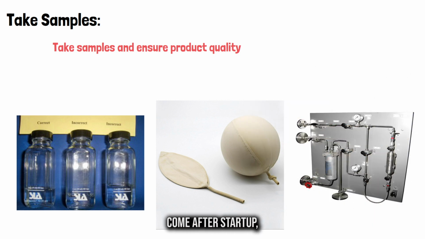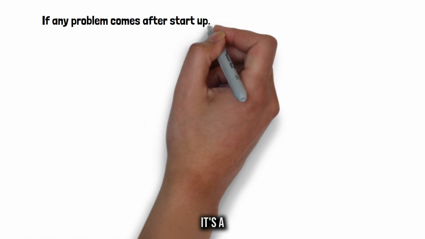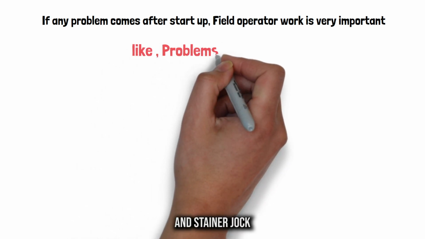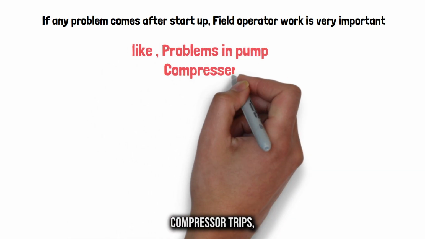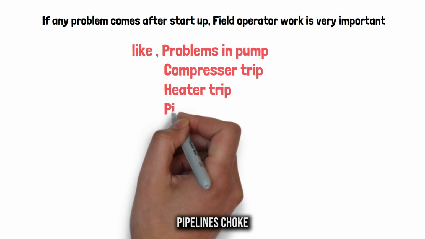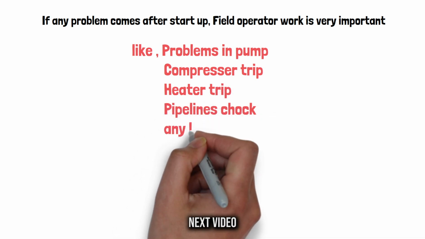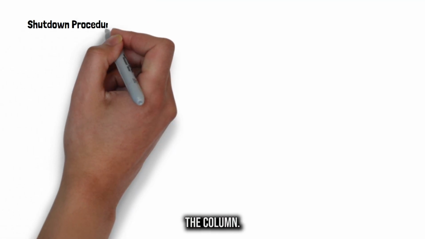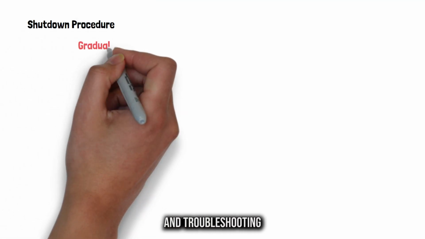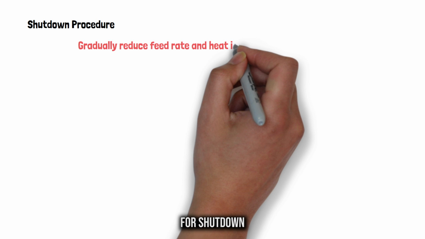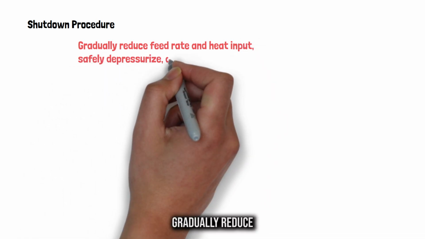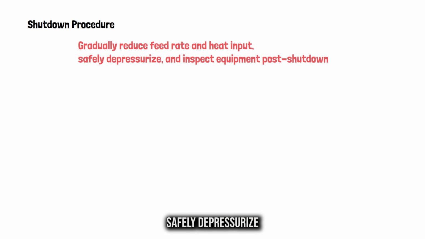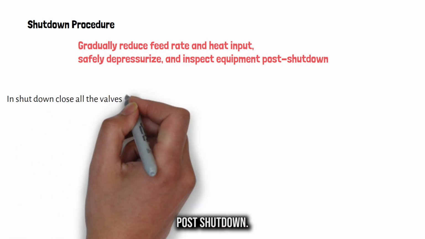But if any problems come after startup, it's a sleepless night for operators, like pump changeover and strainer choke, compressor trips, heater trips, pipeline chokes, and any leaks. Next video, I will explain to you in detail how to shut down and start up the column, maintenance and troubleshooting. 4. Shutdown procedure. Gradually reduce feed rate and heat input, safely depressurize, and inspect equipment post-shutdown.